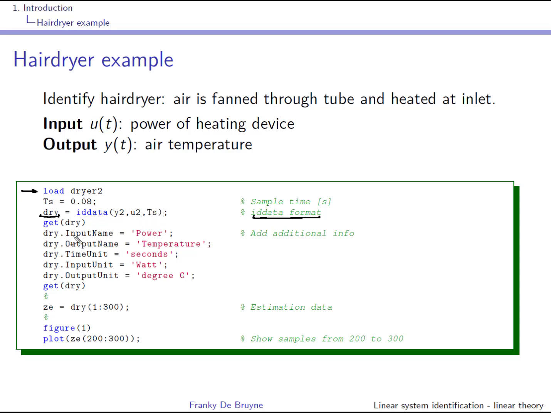And then you can give a name to the input, to the output. You can give units to time, input and output. And the advantage is that later when you make plots, all these things will become automatically available in the plot. As we have explained just before, you should use data for estimation and data for validation. In this case, we take the first 300 data points for estimation, and what is done over here in figure 1 is to plot the estimation samples that correspond to the indices 200 to 300.